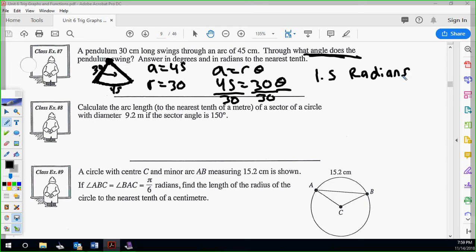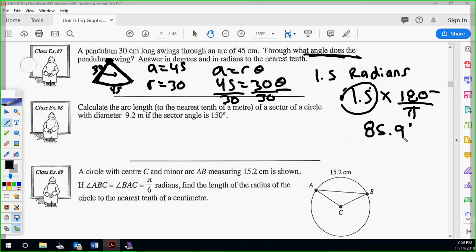Okay, because we're in radians. But it also wants degrees. So what do we do now? Well, to do degrees, we have to convert. Don't forget, at the very beginning of the lesson, 1.5 times the 180 over pi. And I know the pi is not here, but it's within that calculation. So when you multiply these, you go 1.5 times 180, divide by pi, 3.14, you're going to get 85.9 degrees.